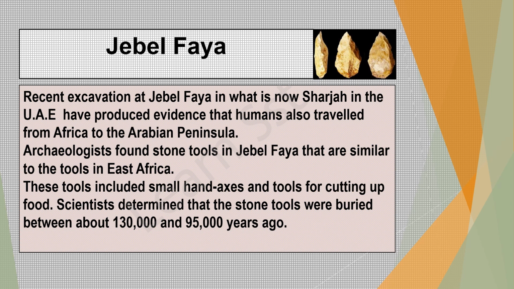So over here, they found the similar tools in Jebel Faya the way they had found in East Africa. These tools included small hand axes and tools for cutting up food. Scientists determined that the stone tools were buried between about 1,30,000 and 95,000 years ago. So, what a long time ago.